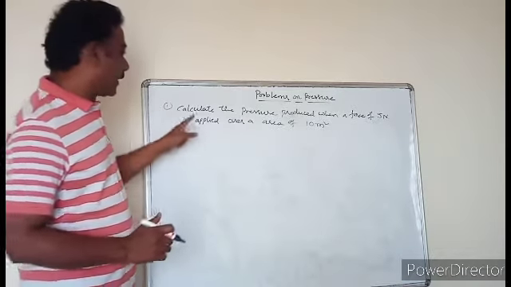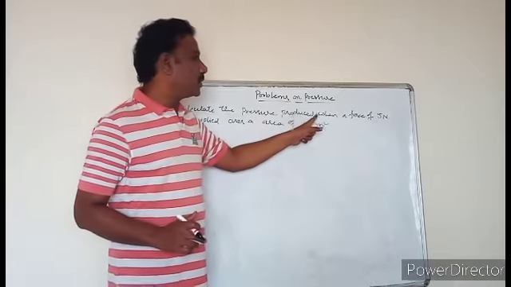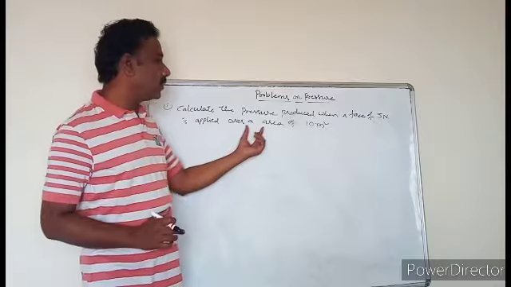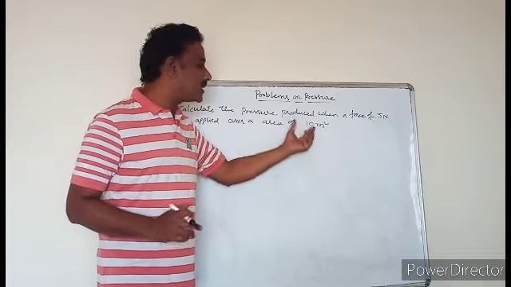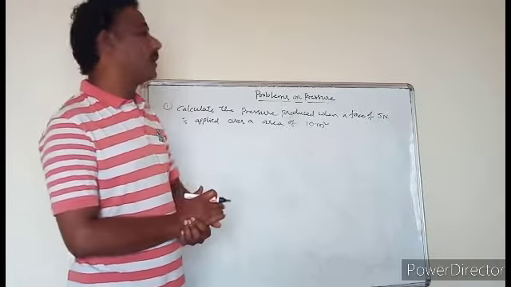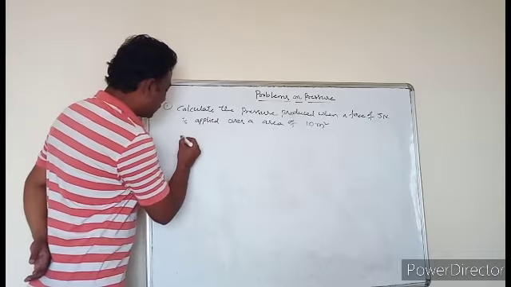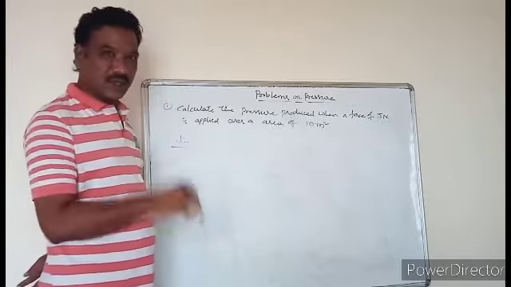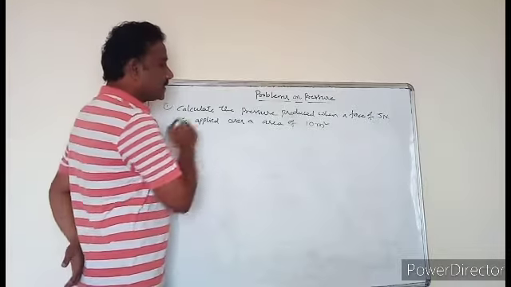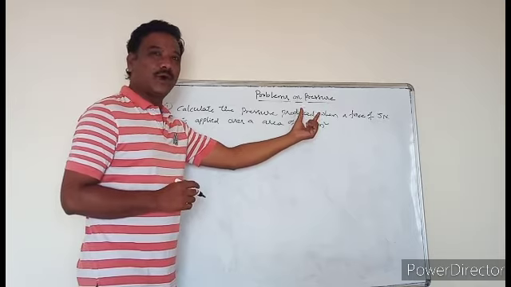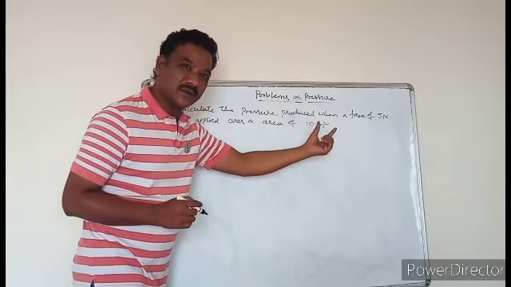First problem. Calculate the pressure produced when a force of 5 newtons is applied over an area of 10 square meters. Okay, so this is the problem. Now let us solve it. Solution. First of all, we have to observe what data they have given.